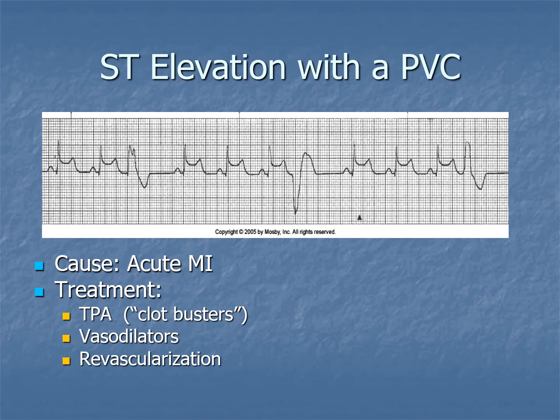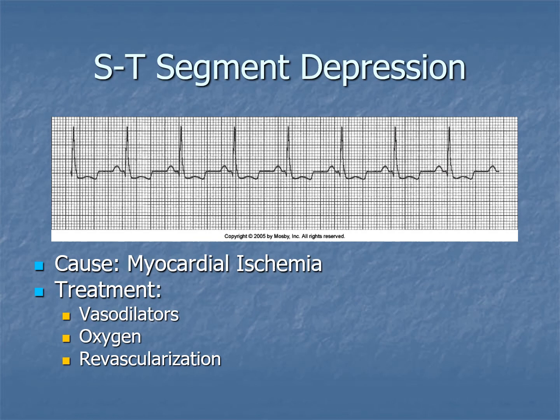The longer it's deprived of oxygen, it will initially be stunned. And some of that may come back, but if it's deprived of oxygen for a longer period of time, it's not just a matter of the myocardium being stunned. It will die. It will form scar tissue, and the patient will not have the same cardiac function that they did before they had the MI. This is just showing you another depiction of ST segment depression associated with myocardial ischemia. Treatment would be vasodilators, oxygen, possibly going to the cath lab, quite possibly getting bypass surgery.